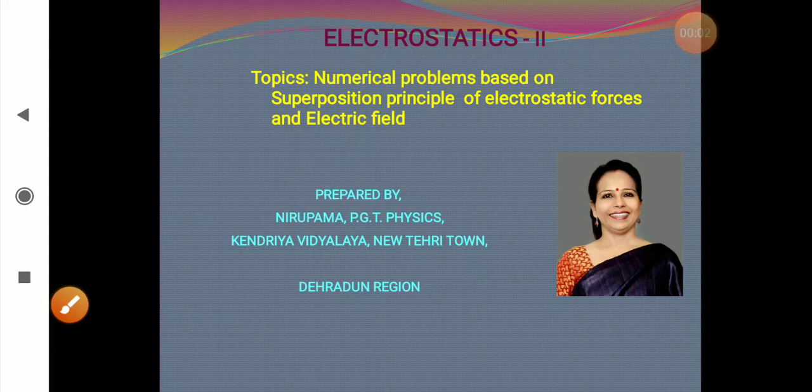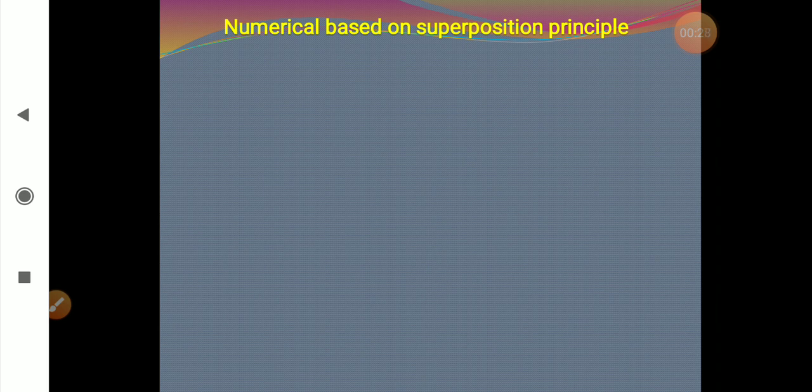Dear students, in the previous video on electrostatics, I have discussed Coulomb's law, the electrostatic forces, electric field and superposition principle. I have also discussed two numerical problems based on superposition principle, and in this unit we will take up some more numerical problems. So let me begin with the first one, the numerical based on superposition principle.